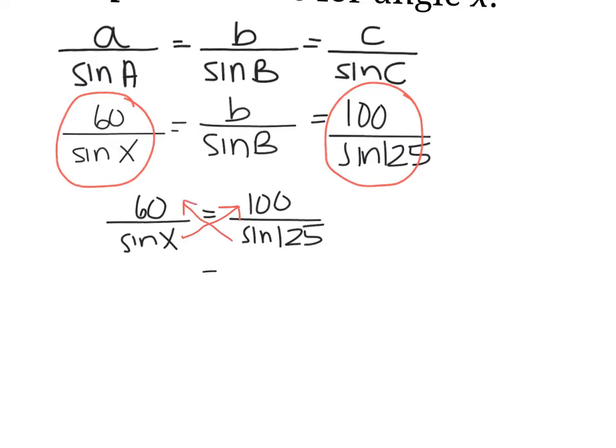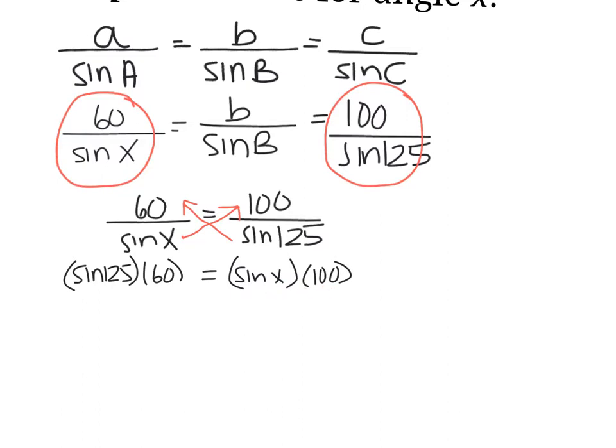So here's what it's going to look like. This one is going to say sine x times 100. So I'm going to write sine x and then times 100. And on this side, I'm going to say sine 125 times 60. So I'm going to write sine 125 times 60. So we're just crossing and multiplying. So now at least x is on the top. Now we got to get it by itself.